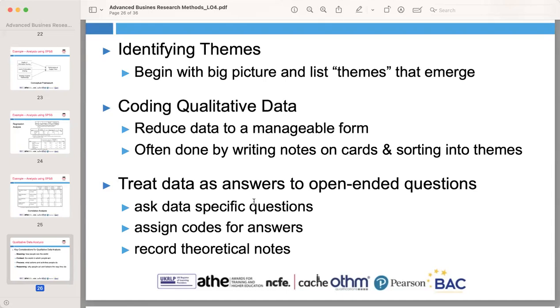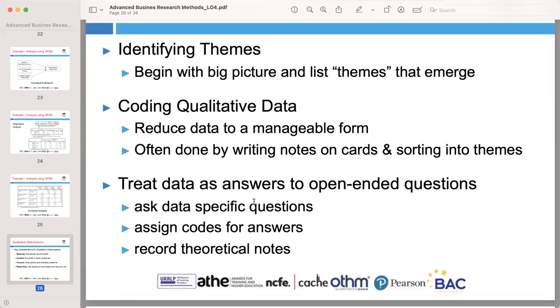Qualitative data can be extensive and analyzing every detail can be overwhelming. So therefore, we need to reduce the data to a meaningful form. One common technique is to write notes on cards or sticky notes and sort them into different themes. This physical sorting helps us visually organize and group similar ideas together.